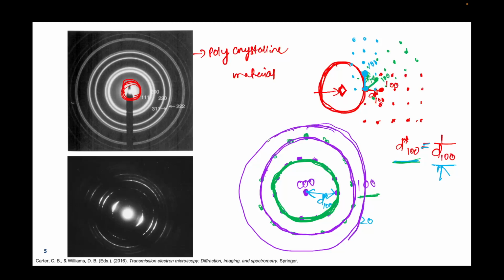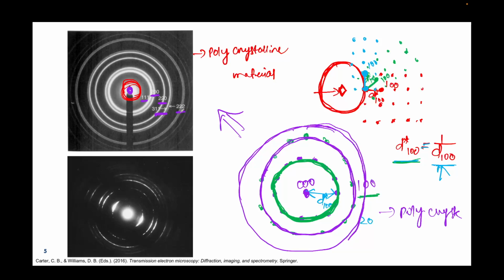Okay, and this is the reason why you are getting this. This is what a polycrystalline material looks like. A polycrystalline material is nothing but a combination of several single crystals. And this beam which is coming in the center is called the direct beam. Based on that, you can see this is the 111 plane, this is the 200 plane, this is the 220 plane, the 311 plane, and the 222 plane.